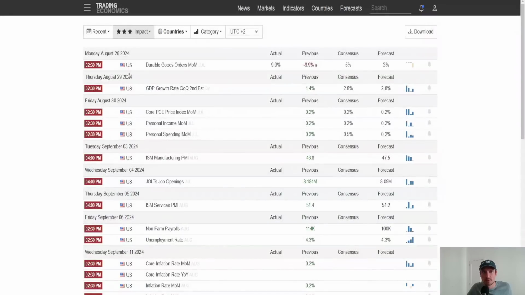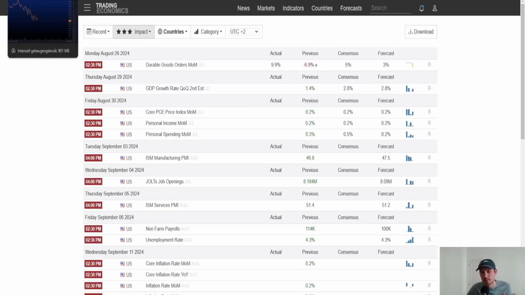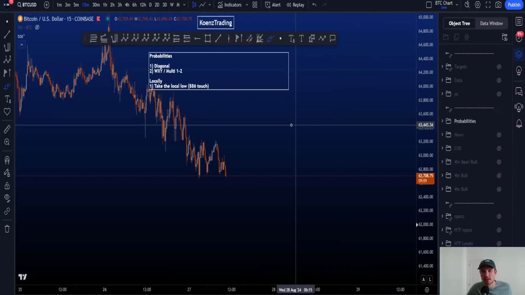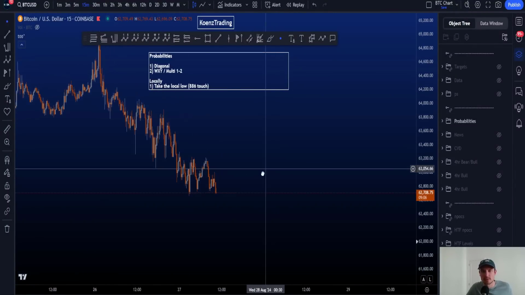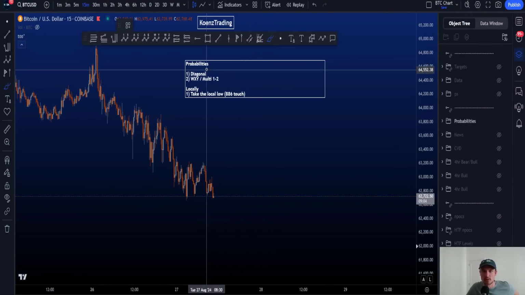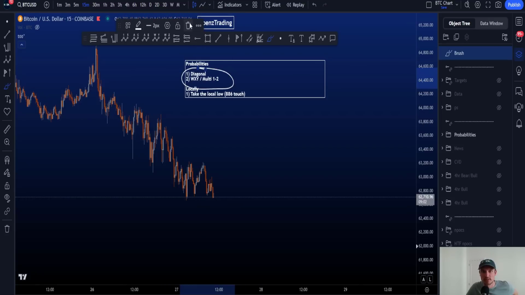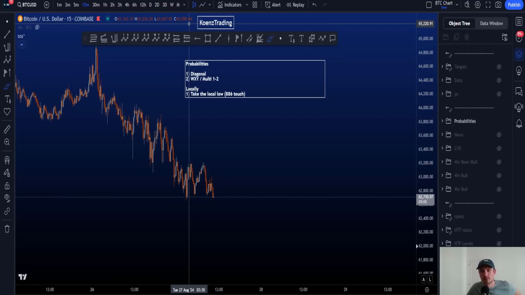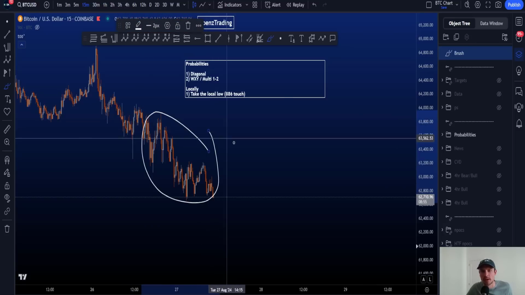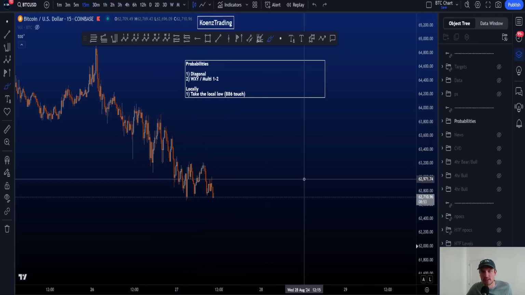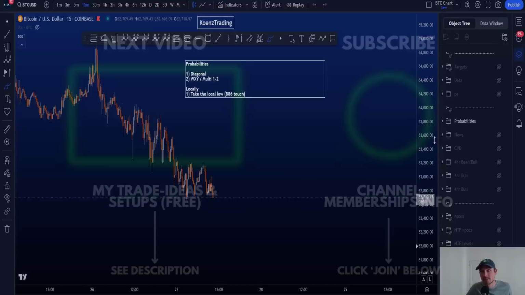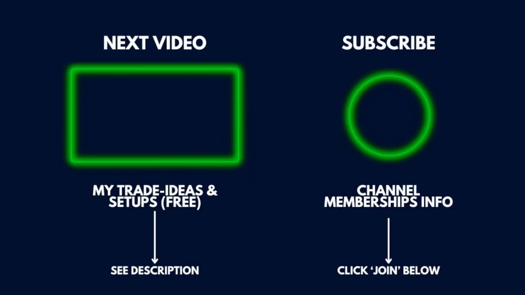Looking at the news, we do have some news on Thursday, August 29th at 2:30 p.m. Central European time. So make sure you trade safe around that hour as it might increase the volatility. And if we then look at the probabilities of the different scenarios, at the moment on the number one spot we are looking for a diagonal, with a close second, a WXY and a multi 1-2, of course. And then locally over here on a more 15-minute time frame, the probabilities are higher for price to take out this low.